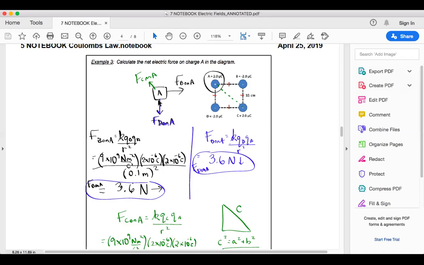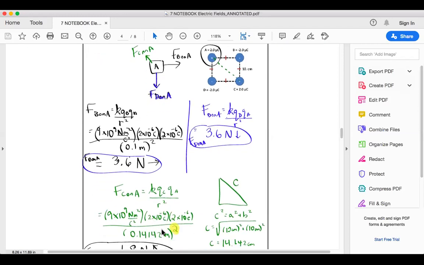So the blue force down, we get 3.6 newtons. The black force over, we get 3.6 newtons. And then this diagonal force here. So I think it's clear, but just in case it's not: when we're doing this repulsive force here, Q1 would be this, Q2 would be this, 2 microcoulombs. It doesn't really matter which is which because multiplication is commutative. The order doesn't matter. And then divided by r squared.